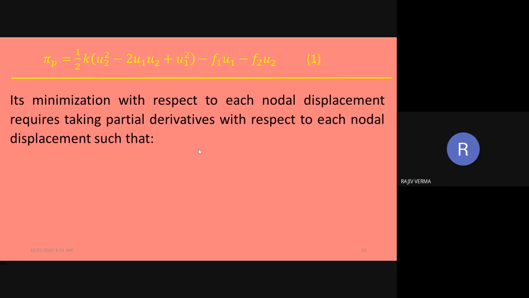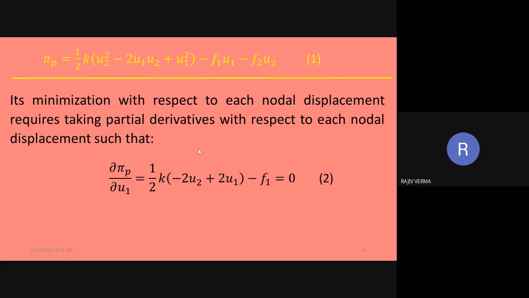Now, since we are trying to minimize the energy of a system, we are going to differentiate the expression of the potential energy with respect to the unknown parameters. Since the unknown parameters are 2 in this case, represented by U1 and U2, we are going to differentiate equation number 1 by U1 and U2 one by one. That is going to give us two linear simultaneous equations, and those two equations are then going to be kept in a matrix form. So this is the entire process or the entire theory behind the potential energy approach.